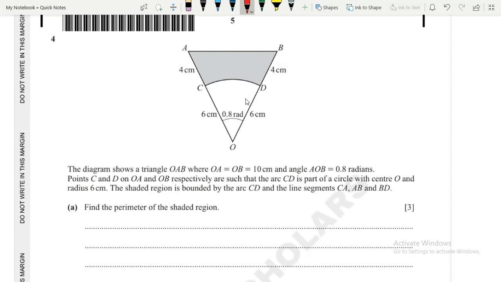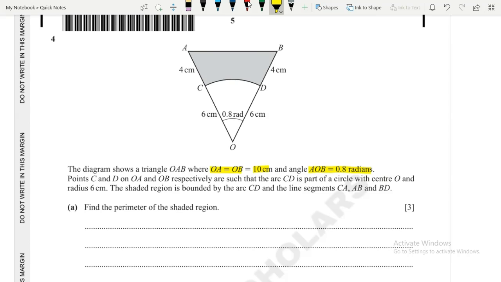Question number 4 says the diagram shows the triangle OAB. So this is the whole triangle where OA is equal to OB. So this means the lengths are equal and it is 10 centimeter. And the angle OAB is 0.8 radians. So just make sure that you convert your calculator into the radian mode. Let me just calculate this. Okay, so I've converted my calculator into the radian mode.